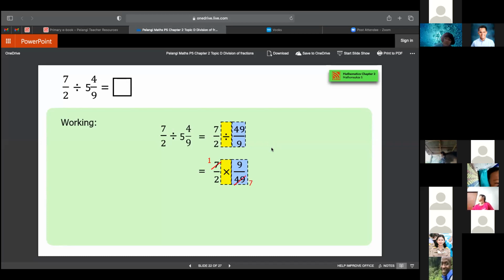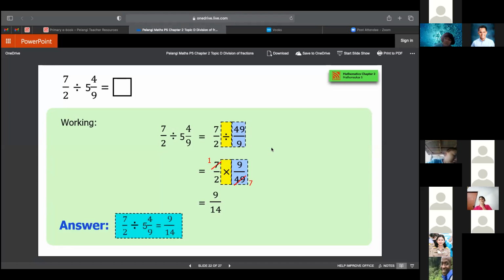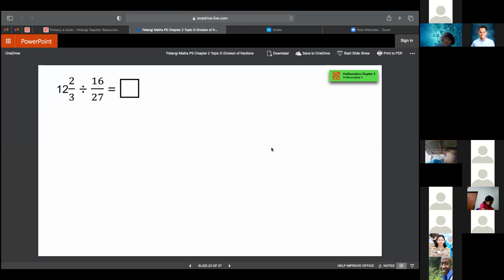Okay, next. 1 times 9 is 9. 2 times 7 is 14. So the answer is 9/14. No more simplest form. 9/14 is already the answer. You cannot divide 9 and 14 by any number. Okay? So 7/2 divided by 5 and 4/9 is 9/14.